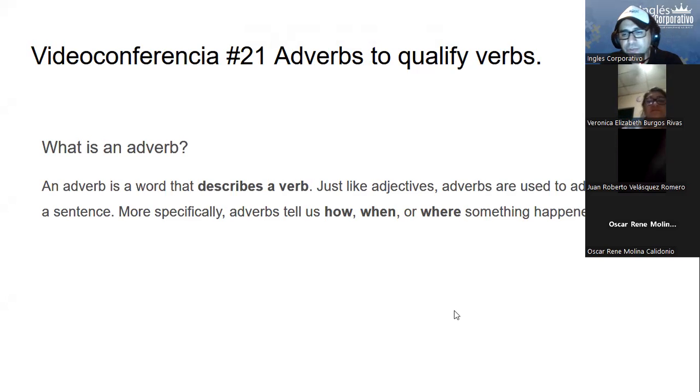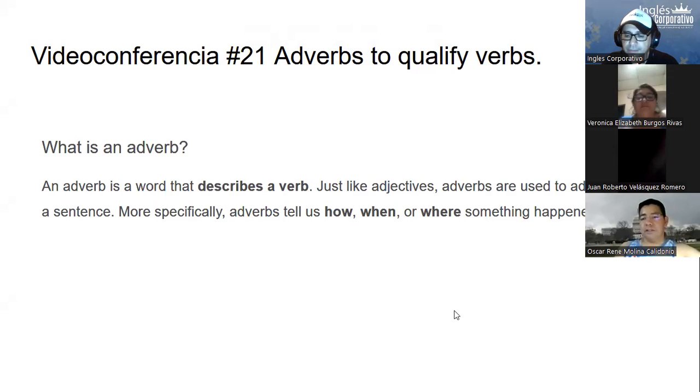Oscar René, could you please help me reading the concept? Yes. Okay. What is an adverb? An adverb is a word that describes a verb, just like adjectives. Adverbs are used to add detail to a sentence. More specifically, adverbs tell us how, when, or where something happened. Okay, thank you very much.